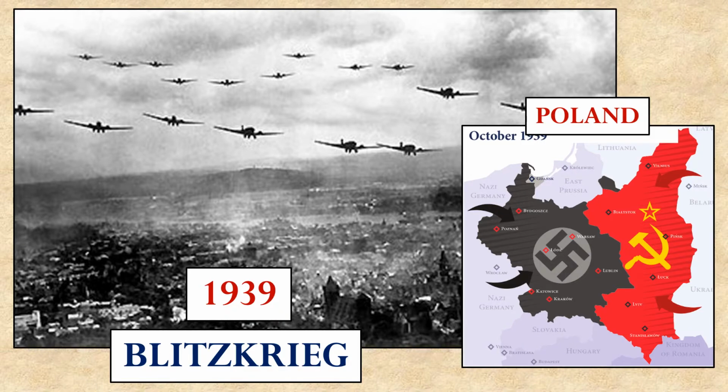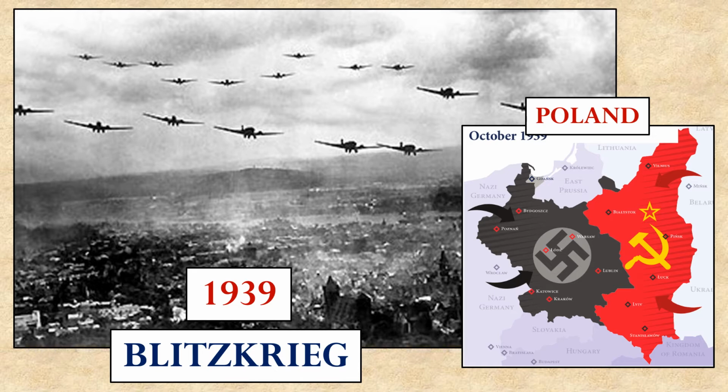The idea of Nazi Germany and the Soviet Union splitting the lands of Eastern Europe between them was put into practical motion when the Nazis invaded Poland in 1939. This attack was devastating. Germany engaged in a new kind of warfare known by the German word Blitzkrieg, which meant lightning warfare.